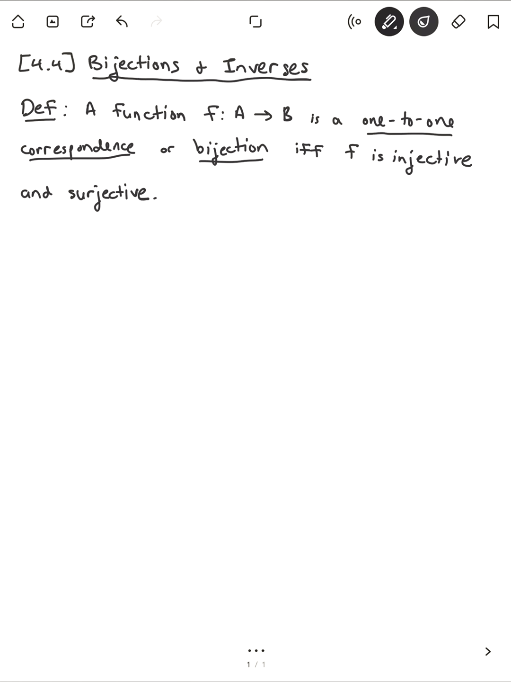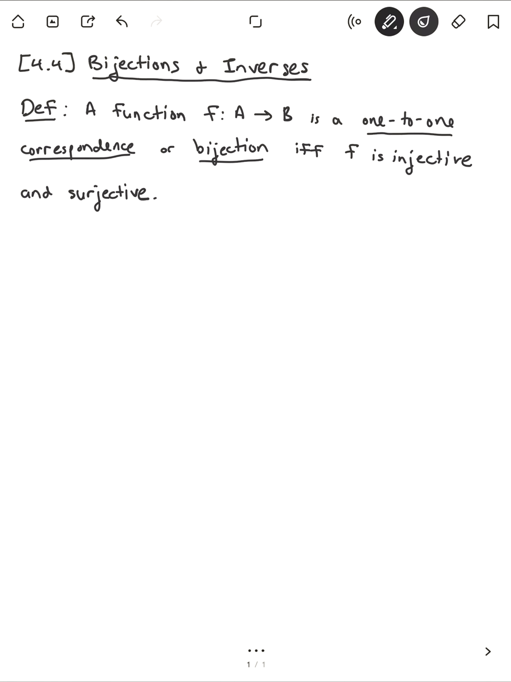Hey guys, so today we're going to continue our march through our lectures regarding functions for the Transitions to Advanced Mathematics course. And today we're going to cover bijections and inverses.